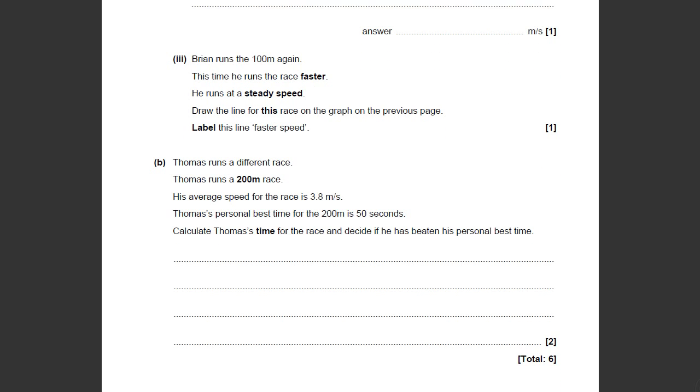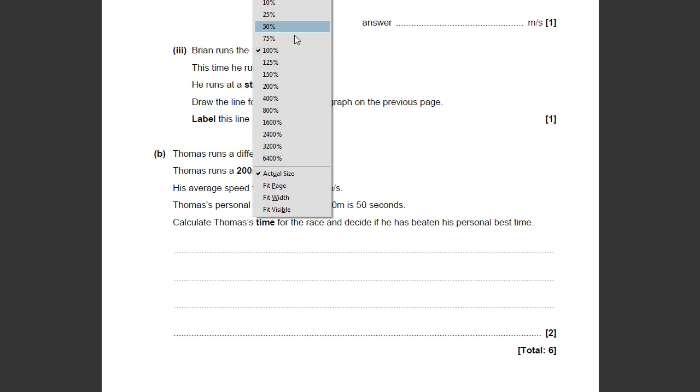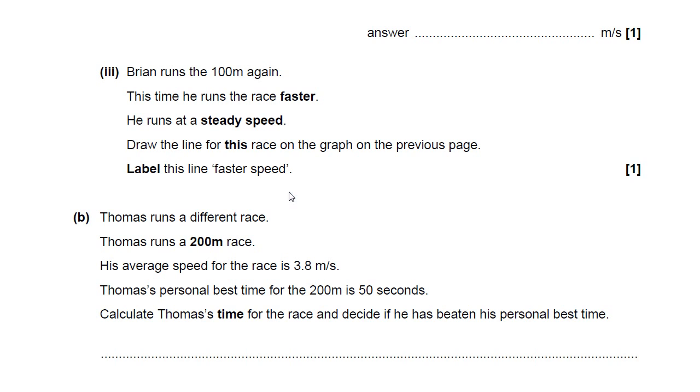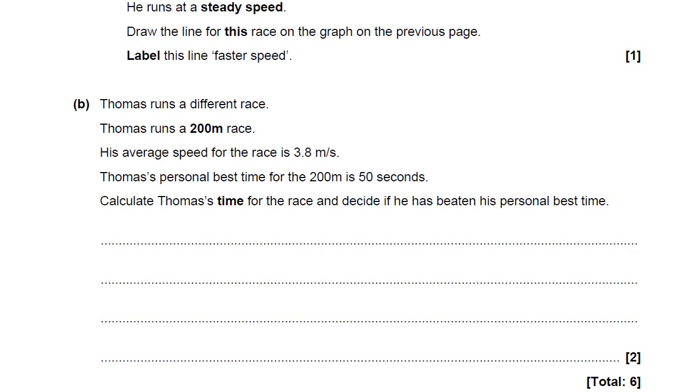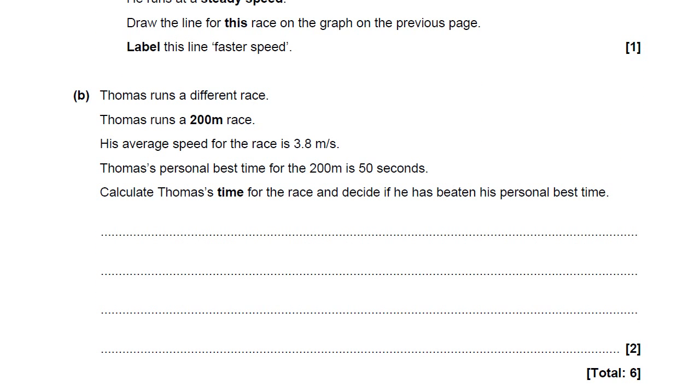Section B. I'll just zoom in again for this one. Thomas runs a different race. He runs a 200 meter race. So the distance is now 200 meters. His average speed is 3.8 meters per second. His personal best is 50 seconds. Calculate Thomas's time and decide if he's beating his personal best.